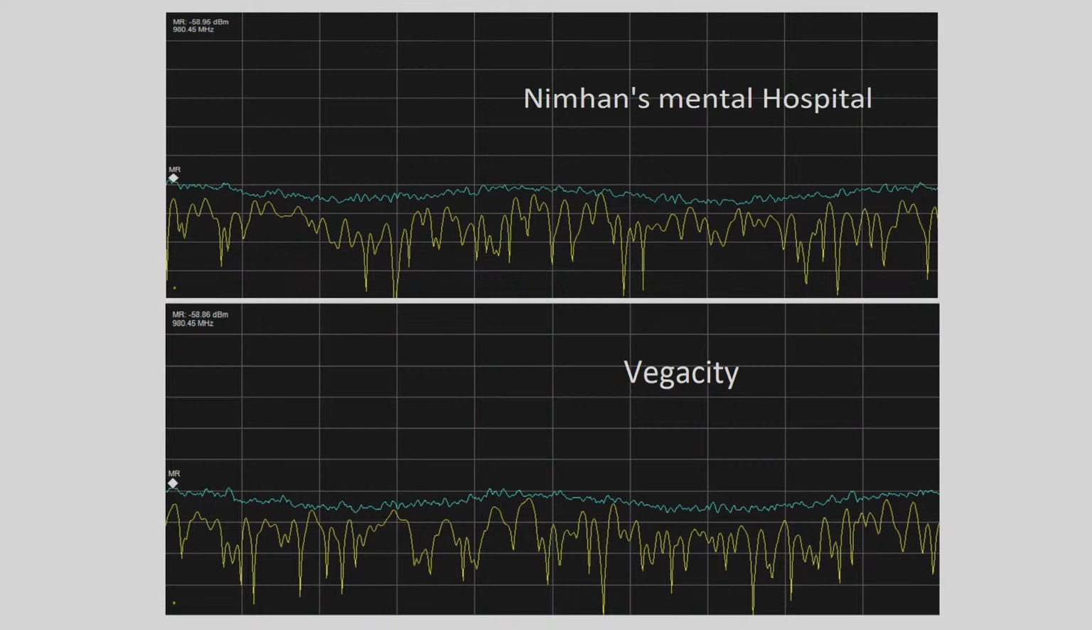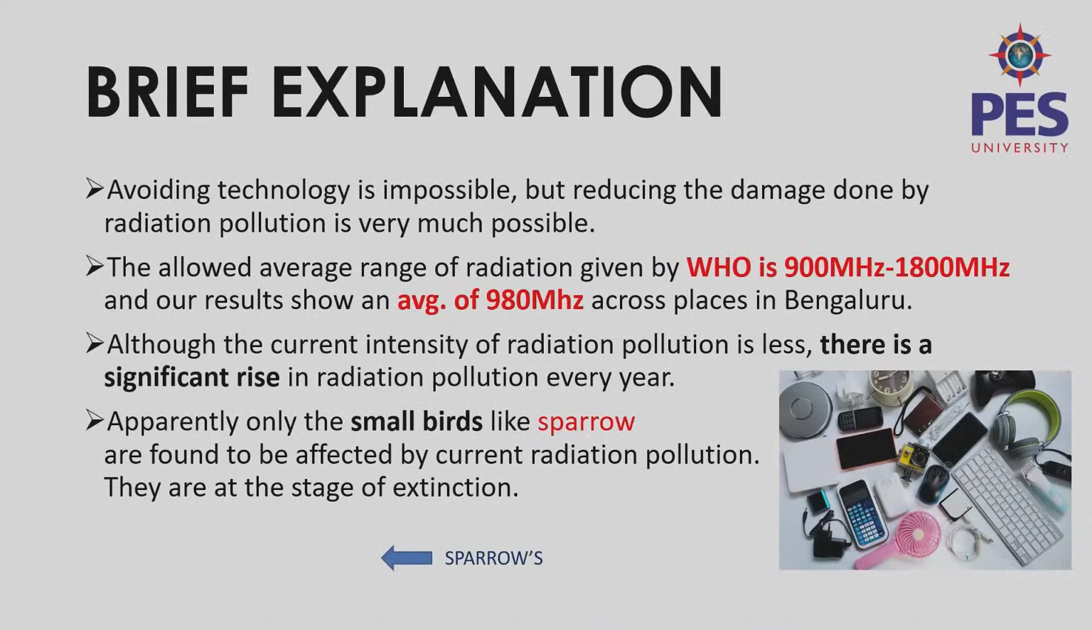Good afternoon, everyone. It's basically a case study rather than a project. This is just the radiation pollution. The more intense the radiation is, the higher the peak we have. These are some places where more people are present and some where fewer people are present. I'll give a small, brief explanation.